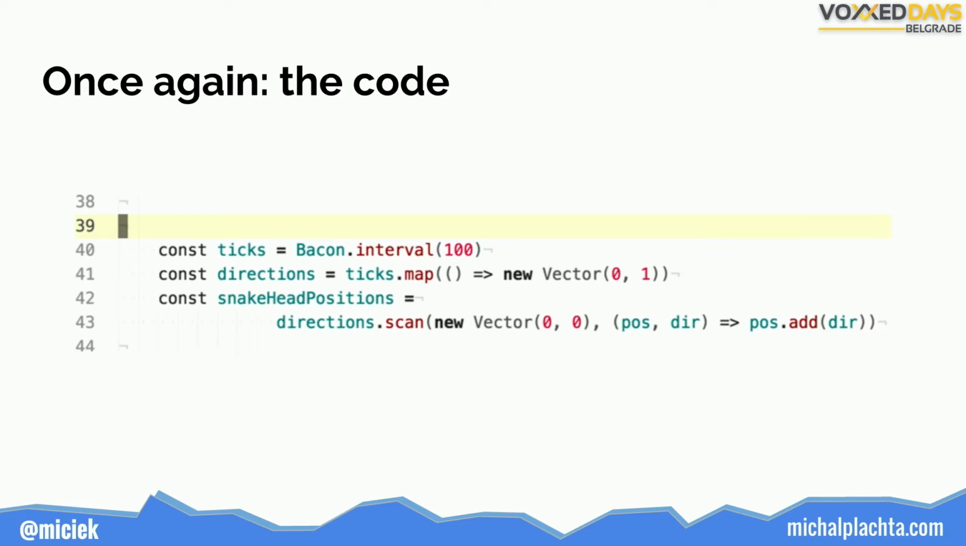And this is how real code written in JavaScript looks like. As you can see, the diagrams are mapped directly to the code. So ticks is just interval 100 milliseconds. This is our stream of empty objects. Directions is the tick stream mapped with this function that returns a 0, 1 vector. And snake head positions is just the direction stream that is scanned over with this adding vector function.